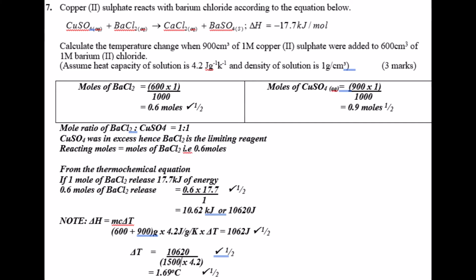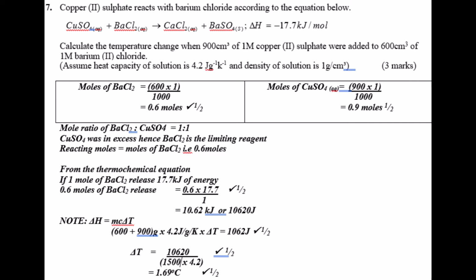Question number 7, it's a calculation question based on the information you're given. So what you need to do, in this case, is calculate the number of moles of barium chloride. As calculated here, it is 0.6. Go ahead and calculate the number of moles of copper 2 sulfate, which is 0.9. Bearing in mind the mole ratio is 1:1 for the two, it means copper 2 sulfate was in excess. That tells you barium chloride is the limiting reagent. The number of moles of barium chloride is what we're going to use for all our calculations.